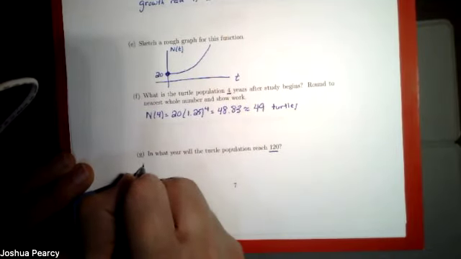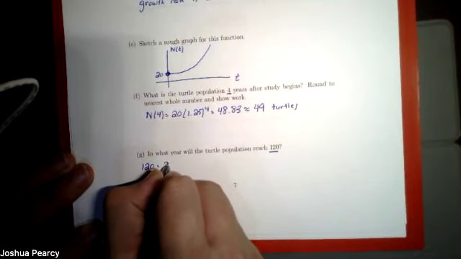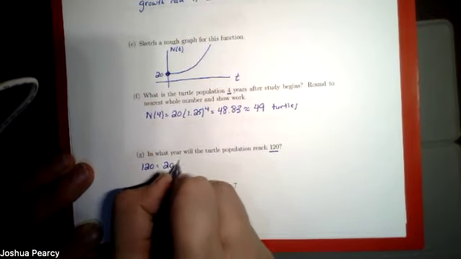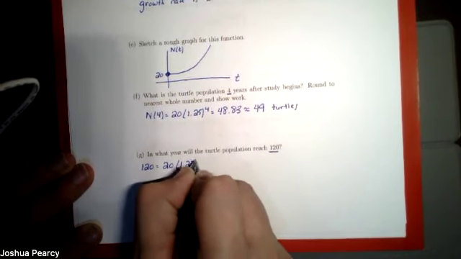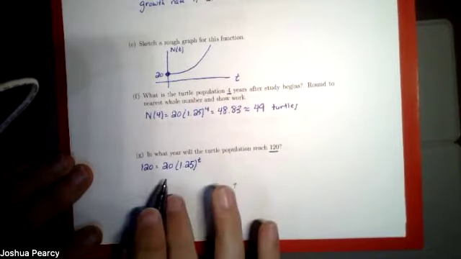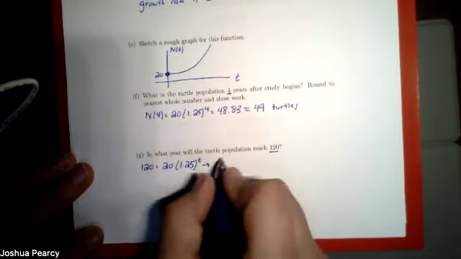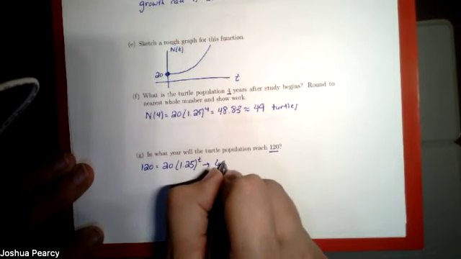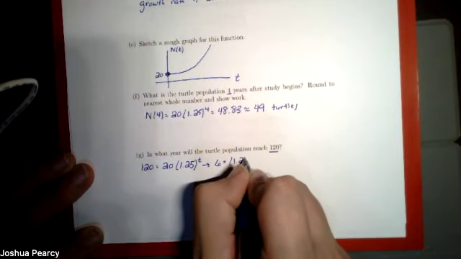So we need to set 120 equal to 20 times 1.25 to the t. And first, we're going to divide both sides by 20. So when we do that, 120 divided by 20 is 6. So this would say 6 equals 1.25 to the t.